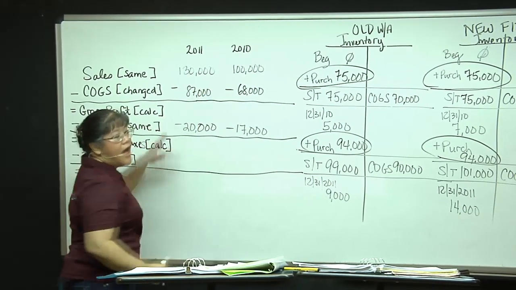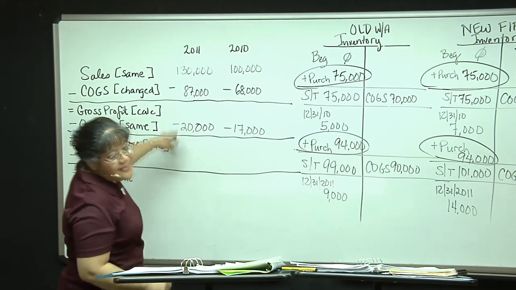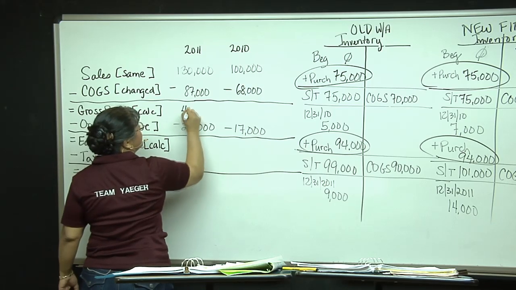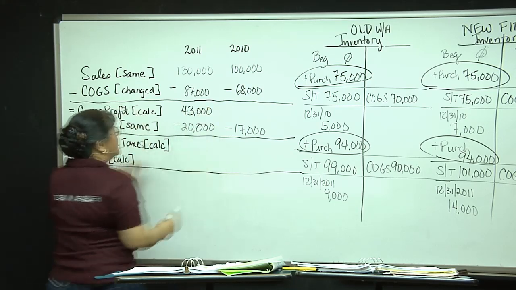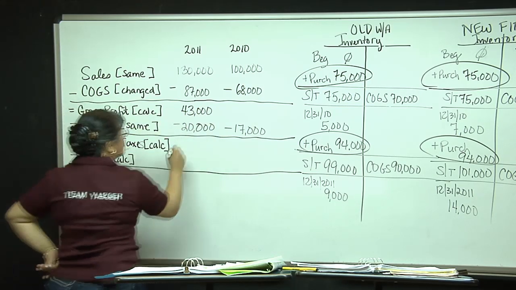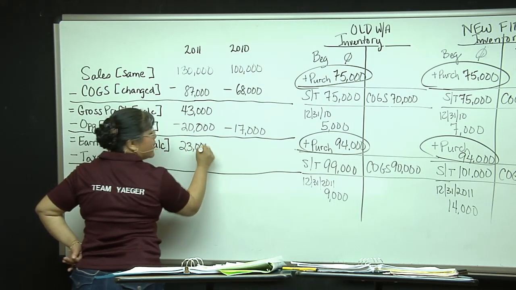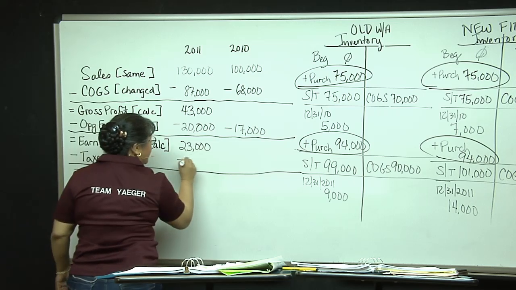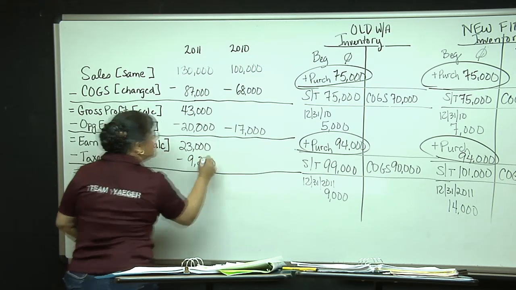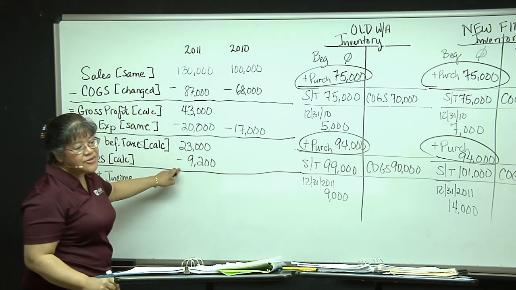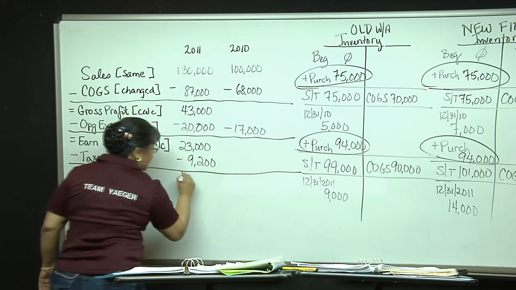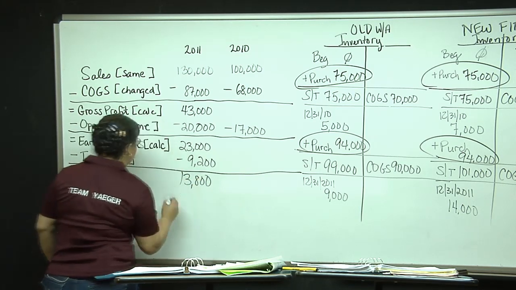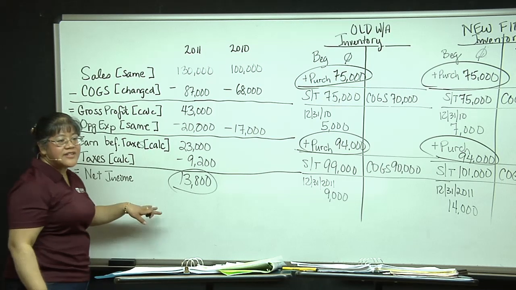Then 130,000 minus the 87,000 is going to give me 43,000. 43,000 minus the 20,000 is going to give me 23,000. And then 40% of the 23,000 is going to give me 9,200. And 23,000 minus the 9,200 is going to give me 13,800. So now I've calculated my net income as 13,800.